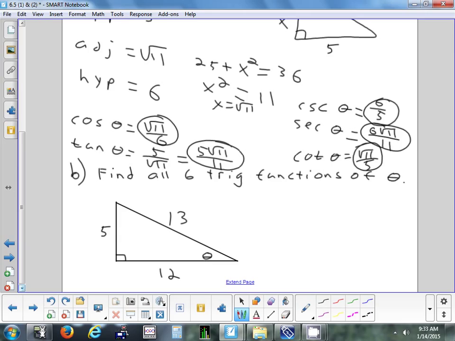All right, so all we need to do, though, is identify our trig functions. Okay, Lasan, what's my sine?